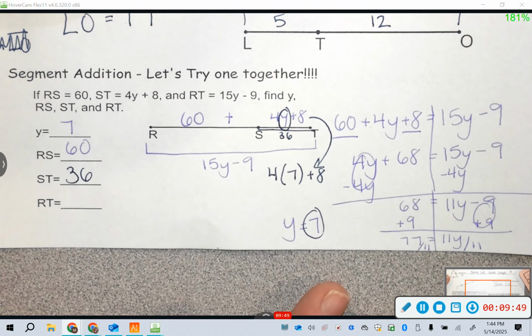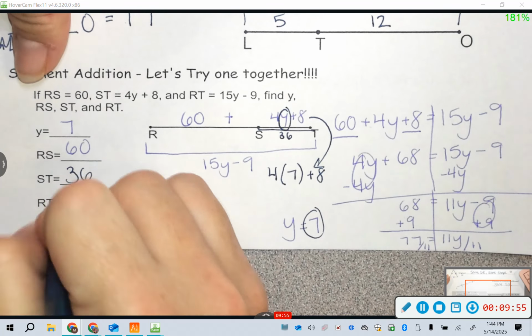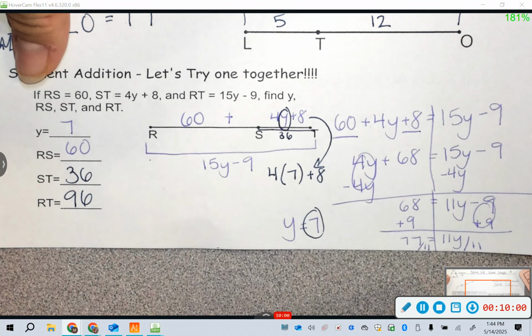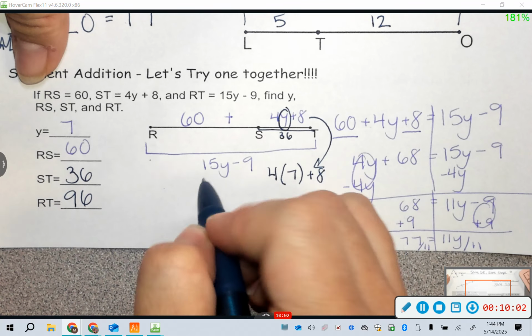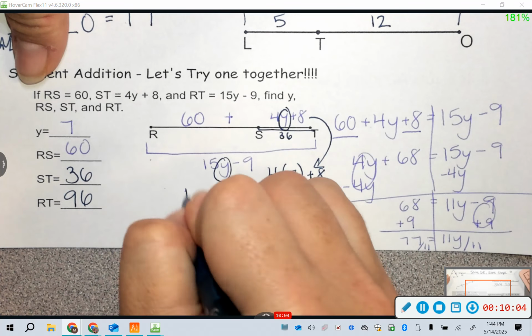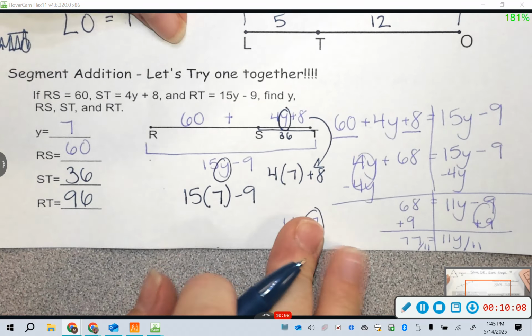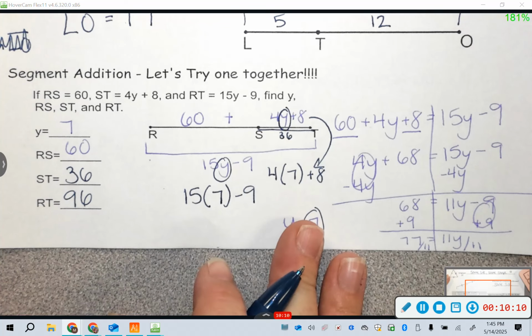Now, there are two ways to find RT. What do you think they are? You can add 60 plus 36. What does that give me? 96. Because isn't RT RS plus ST? Yes. But could you also plug it in here for y? 15 times 7 minus 9. Type in your calculator. Either of those ways will work, so it doesn't matter which way you do.